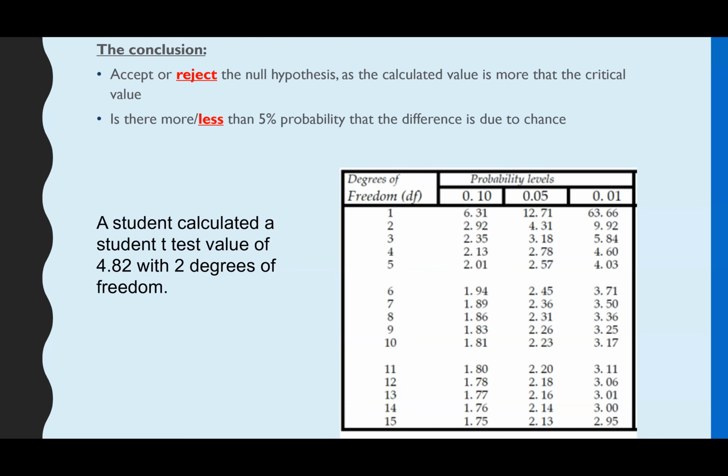So I've got an example here. We've got a student calculated a student t-test value of 4.82, and we're told that they have 2 degrees of freedom. So we then go to our 2 degrees of freedom row and read across. Now we can't compare to a p-value of 0.10, because that would mean we have 10% probability the difference is due to chance.